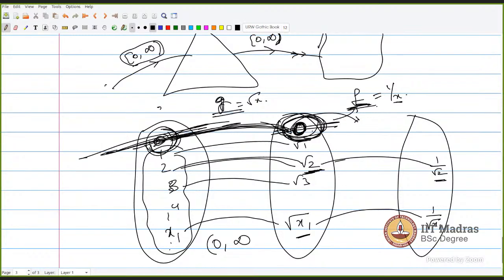Which will affect the domain? The removing of 0. Previously, usually, the domain was from 0 to infinity. Now it will be from 1 to infinity, now it will be from the open interval 0 to infinity.